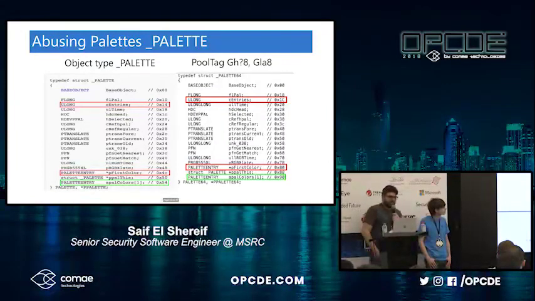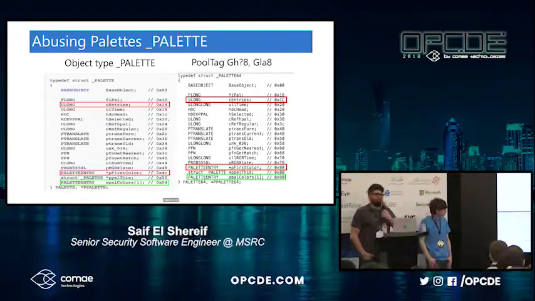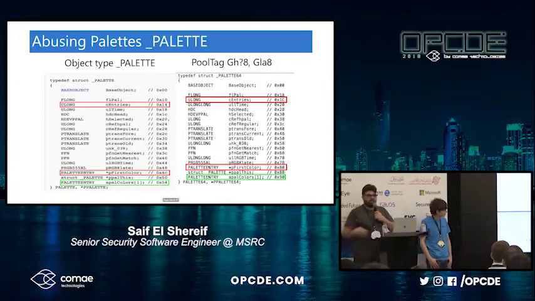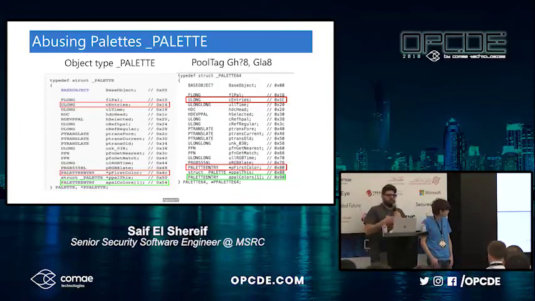So palette entries have a couple of interesting members, actually many more than that, but these are the interesting ones for that specific object abuse technique. The first one is the C entries member, which is the number of colors that the palette has. And the second one is P first color, which is a pointer to the first color. Interestingly enough, the array of colors that the palette has is actually at the end of the object, which is the APAL colors array. So P first color actually points to APAL colors.